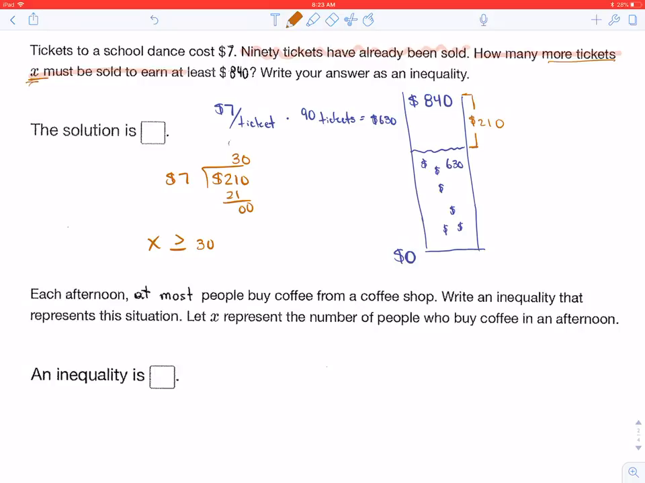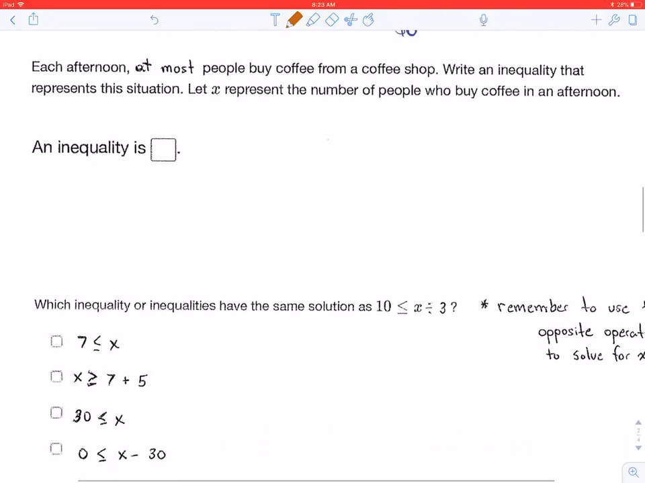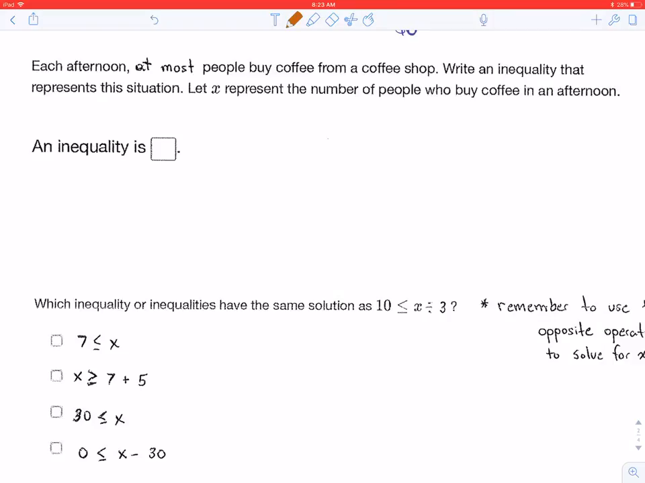Go ahead and write the word coffee at the bottom of your paper next to the word sanitizer. On the next problem: at most 50 people, let's say, buy coffee from a coffee shop. Write your answer as an inequality that represents this situation.